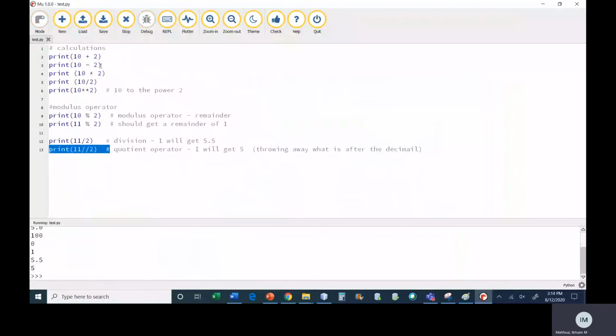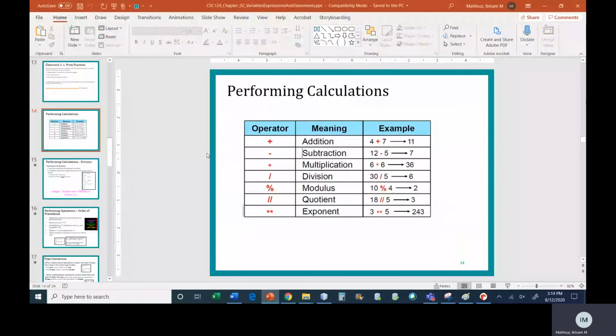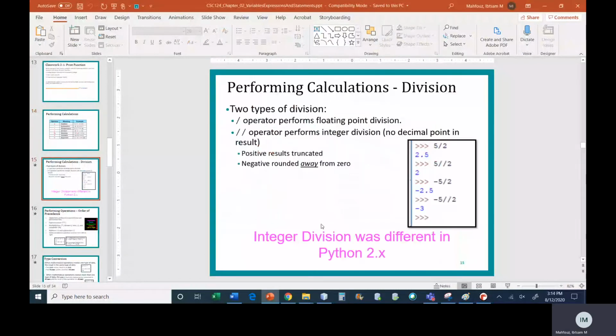So we can do addition, subtraction, multiplication, division, 2 types of division, the regular division that we're used to, and a quotient just to get the whole number part out. And then we can do remainder. We can use the modulus operator to do remainder, and we can do exponents. So that's the first thing that I wanted to show you.